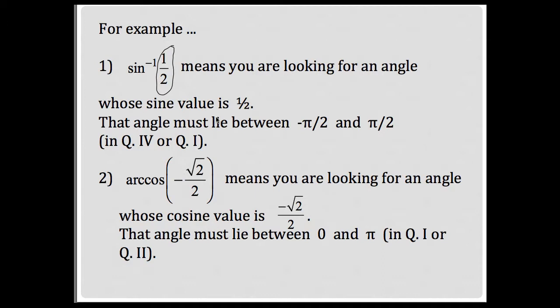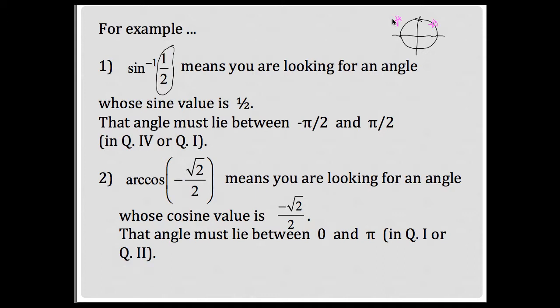Now, where these restricted ranges come in, yes, we are looking for an angle whose sine is a half. Well, think of your unit circle. We know from before, there's two places where sine would be a positive a half. It could be up here in the first quadrant, or it could be over here in the second quadrant. But remember the notation here, inverse sine, it has to be a function. There can only be one answer. There cannot be two answers like we used to have with trig equations.